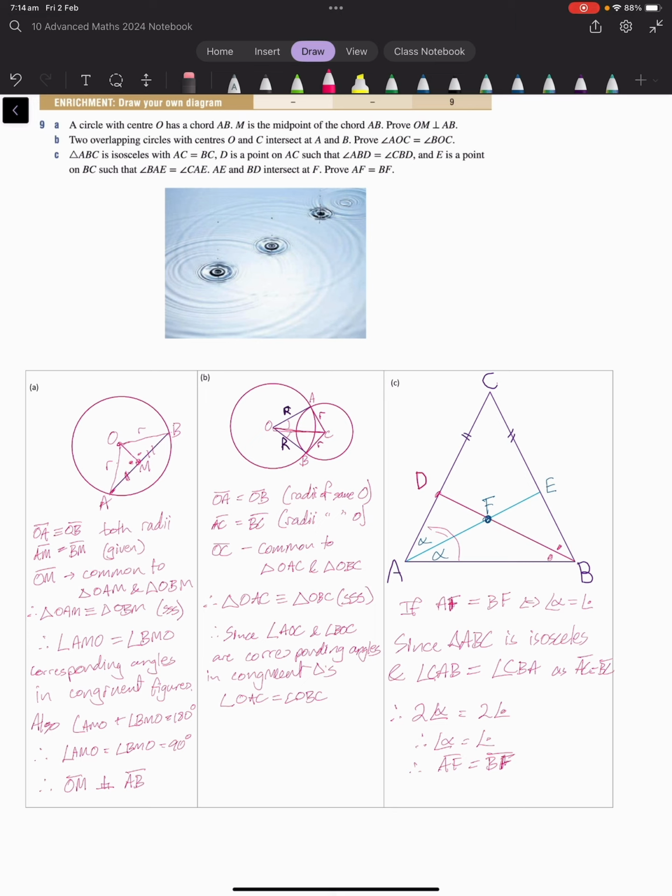Good work. Those ones are a little bit tricky. You've got to read carefully. You've got to just take your time with making sure you get labels in the right place. But once you've done that, I think you'll find they're not too bad.